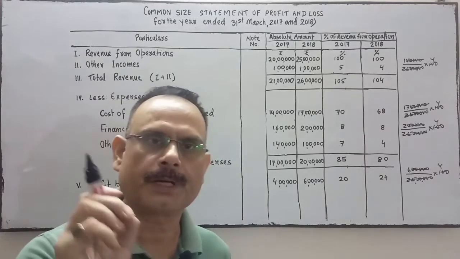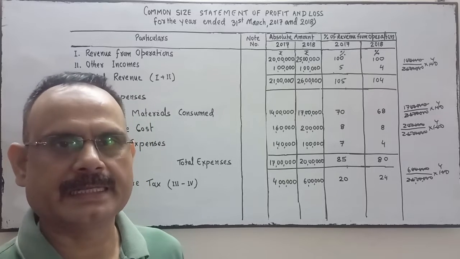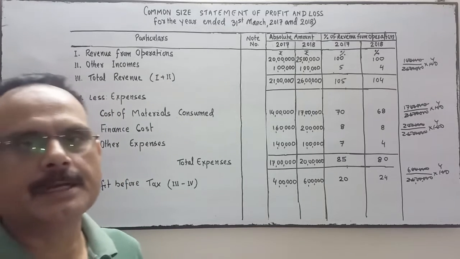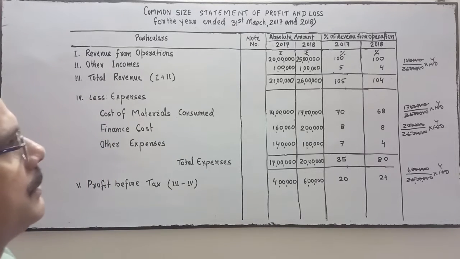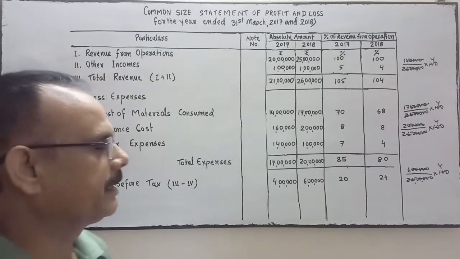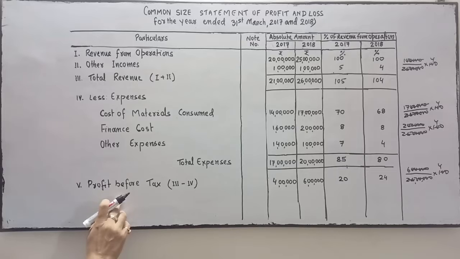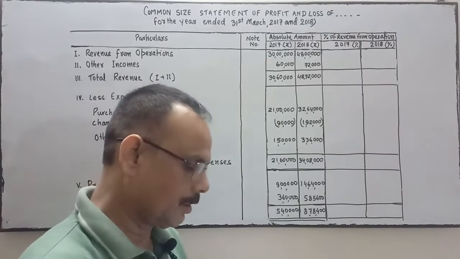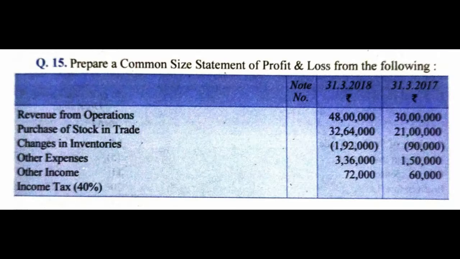So revenue from operation will be taken as 100. This is the base figure, base percentage, and accordingly the percentage of each and every line item, heading and subheading will be calculated. It's very simple to find out. If tax is there, then in item 6 we will write tax, or tax will be deducted from that, and then in item 7 we will write profit after tax. Now see the next question of common size statement of profit and loss.